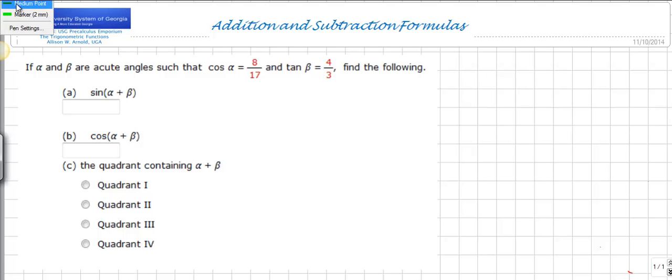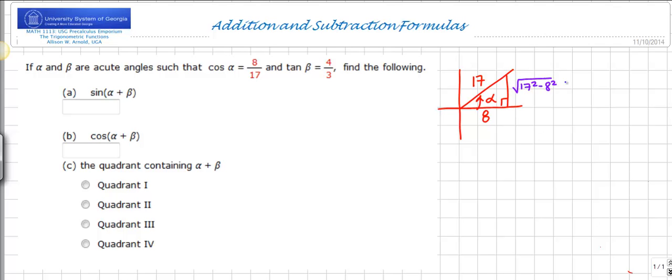So first off, the minute I see the angles are acute, I'm going to note that they're in quadrant 1, each one of them. And I know that the cosine value of alpha is a ratio of 8/17. Using the Pythagorean theorem, we can find the third side. And in this case, you have a Pythagorean triple. Okay, so this has a nice value of 15.